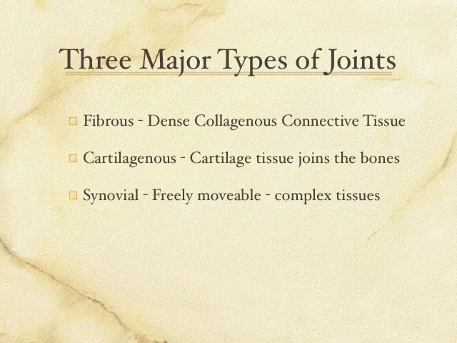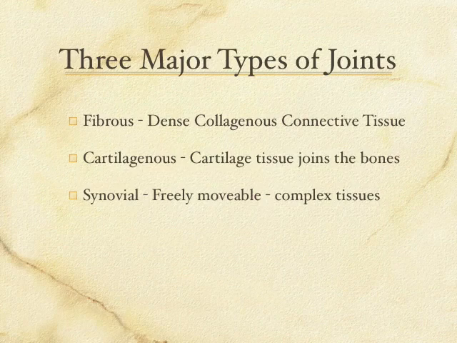And basically we're saying that the joints are defined by the tissues that hold the bones together. So if it's dense collagenous connective tissue, that's the only thing there holding the two bones together, then it's a fibrous joint. If cartilage is the only thing there holding the two bones together, then we're going to call it a cartilaginous joint. And the synovial joint is the term we use for a complex set of tissues that holds two bones together but allows them the freedom to move.